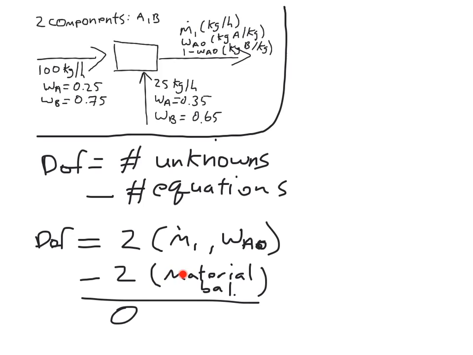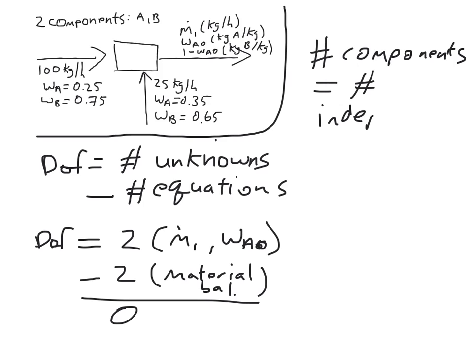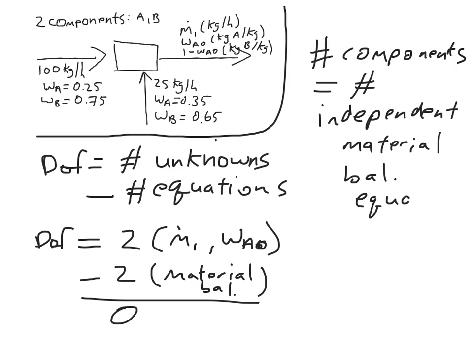Now, let me just look at a little more detail at how I got these two material balance equations. The simple rule is number of components equals number of independent material balance equations. And let me go through this in a little more detail. So I have here two components, A and B, so I can write out two independent sets of material balance equations. In reality, I can write out three different distinct equations. And let me go ahead and write those out for you.